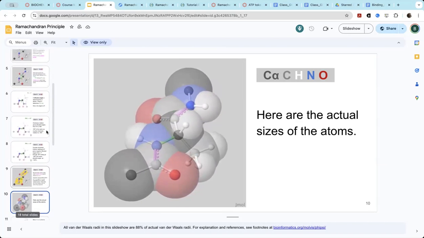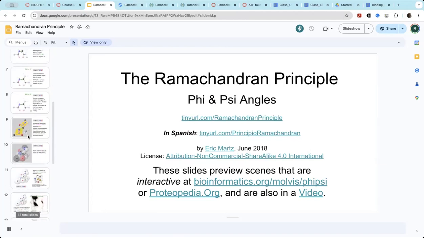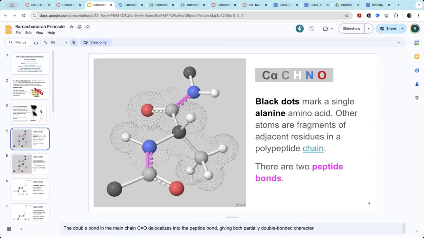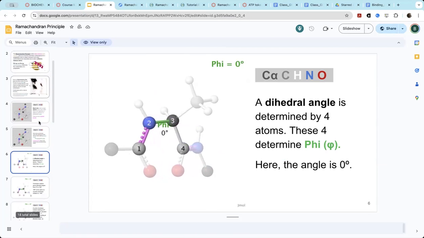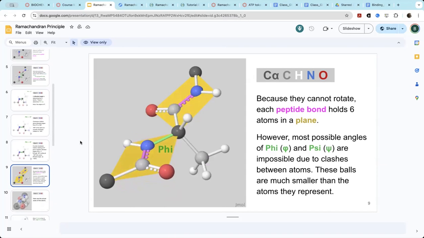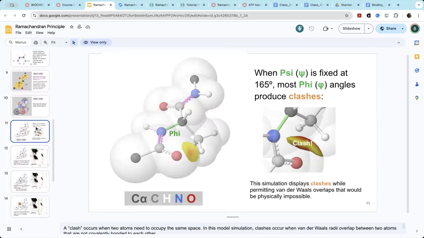We can actually go and look at this. I love this tutorial from Eric Martz, and there's an interactive version of it too that you can walk through. It does a nice job of walking through the various natures. So a dihedral angle is just an angle between our planes. A dihedral angle would be the angle between these planes. And so phi and psi are examples of dihedral angles.